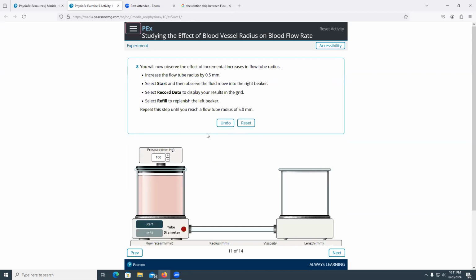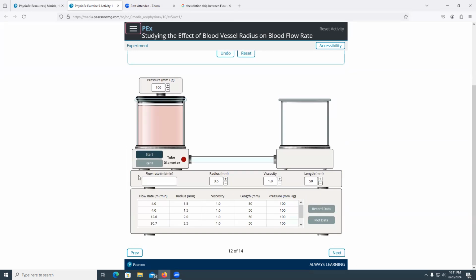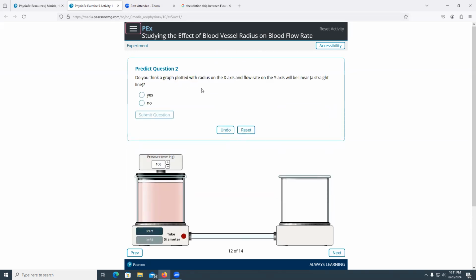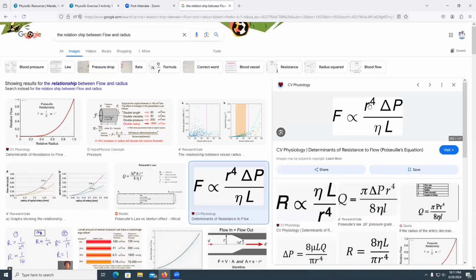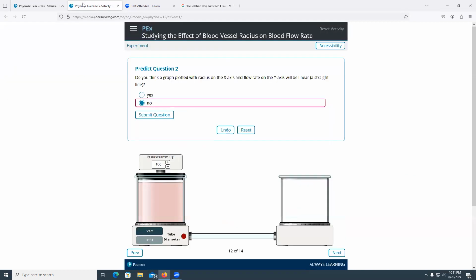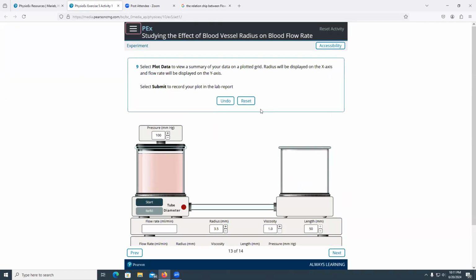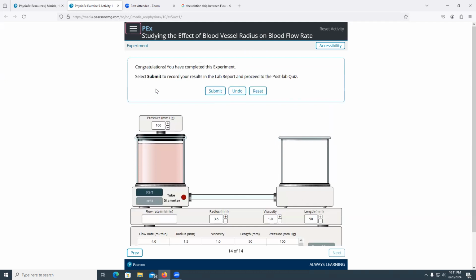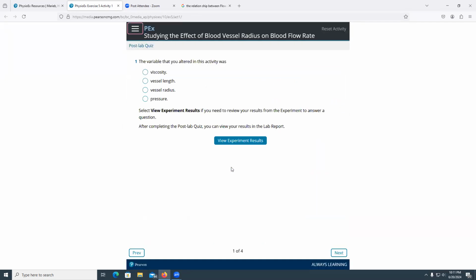Okay, submit. And then I'm sorry, I'm in a hurry, I'm trying to go. Do you think a graph plotted with radius on the x-axis and flow rate on the y-axis will be linear? No, it will not be linear, and that's the main problem we discussed, because it's R to the power of 4, so it must be exponential. Okay, and congratulations, you have completed the experiment. Submit. You have submitted. Okay.